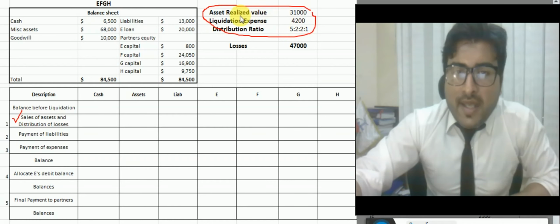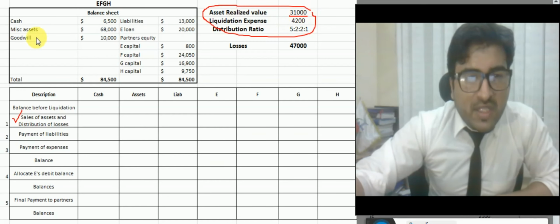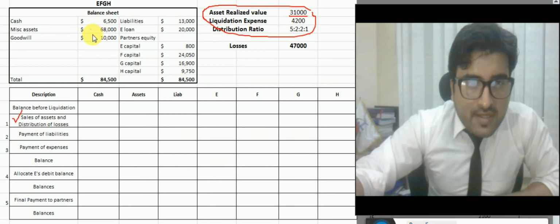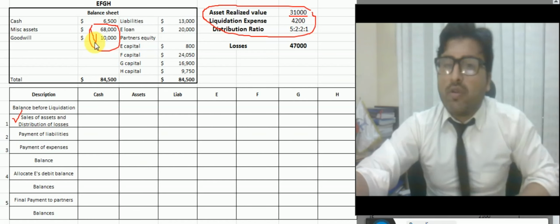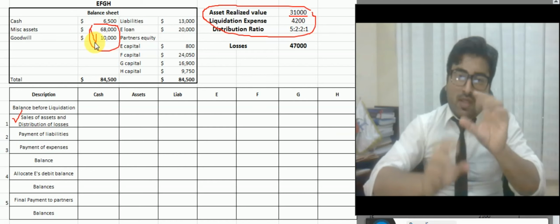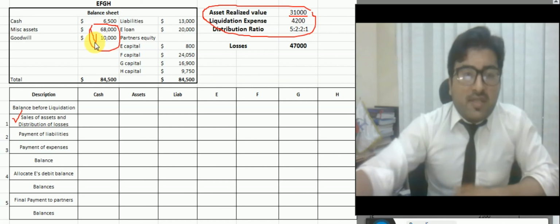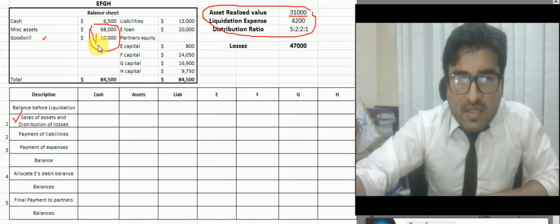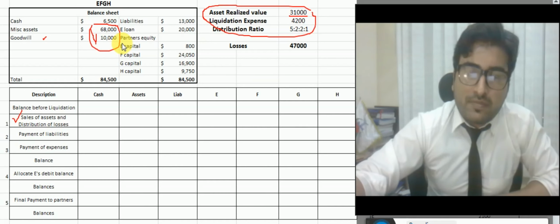The first one, asset realized value 31,000. What does this mean? It means these two assets we have, 68,000 and goodwill. What is goodwill? Goodwill is the good name of a business, a reputation of a business, calculated based on the present value of the future cash flow. But simply, goodwill is the good name of a business. So we have 10,000 goodwill and the miscellaneous asset we have 68,000.